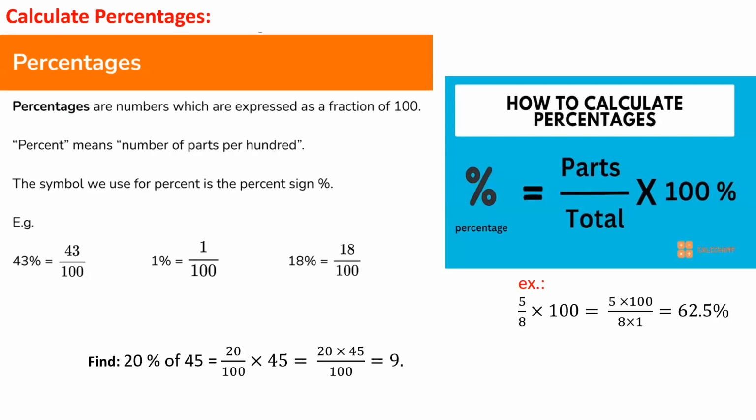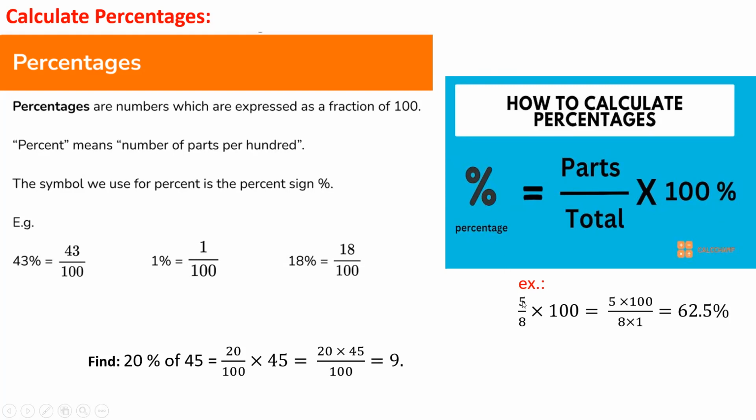Practice it, please. Now, how we calculate percentages. What are percentages? Percentages are numbers which are expressed as a fraction with respect to 100. Percent means number of parts per 100. The symbol we use for percent is the percent sign. How to calculate percentages? To calculate a percentage, it's part over total times 100. Whatever your fraction is, if you multiply it by 100, you get a percentage.